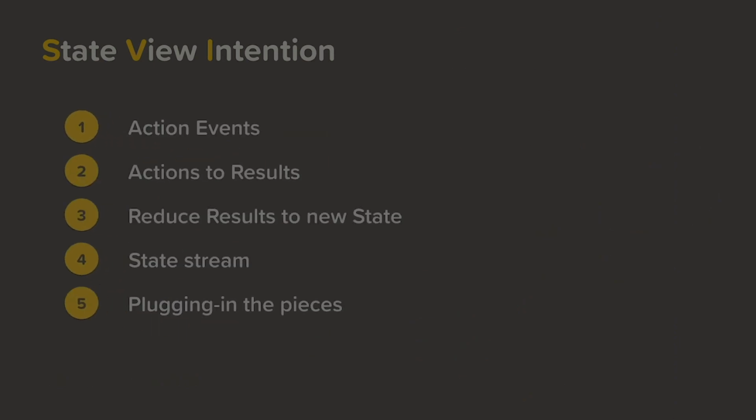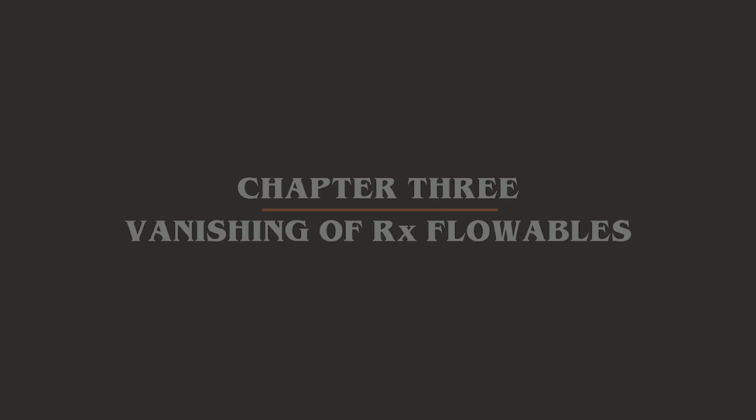So to mention all these 5 parts again: action, events, converting action to results, reduce the results to the new state, state stream observed by the view, plugging in various pieces inside the view model. So this brings us to the 3rd chapter of the talk, that is vanishing of Rx flowables.